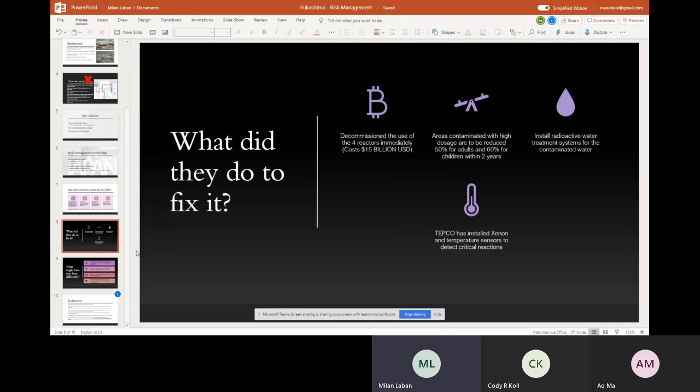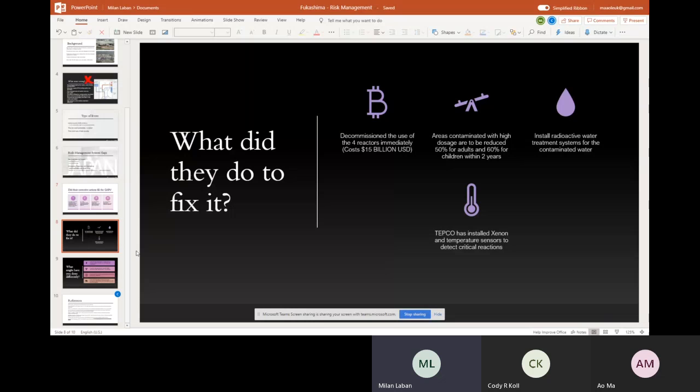So what did TEPCO in Japan do to collectively fix this? First and foremost, they decommissioned the use of the 4 reactors, completely shutting off the reactors so they would begin to cool off. This is the start of a 20-year process, and it comes at a small price of $15 billion. Immediately, they needed to decontaminate the waters that were contaminated with high doses of tritium-laced water into the ocean.